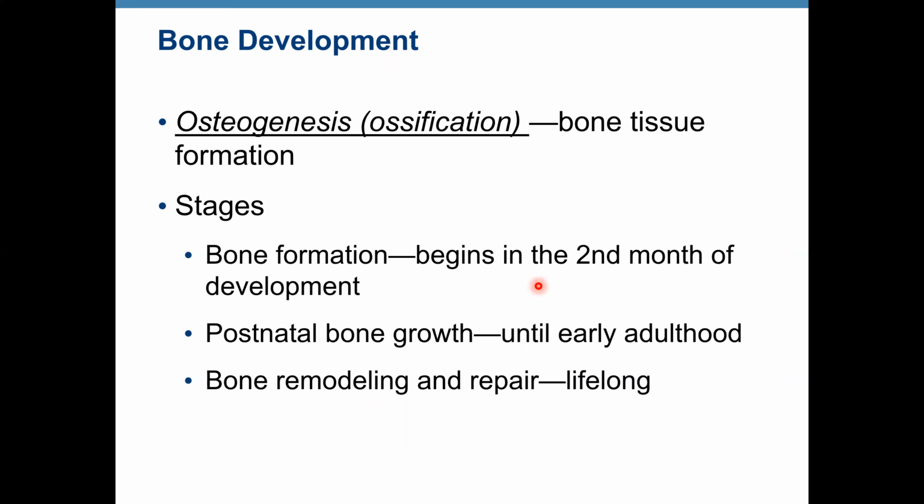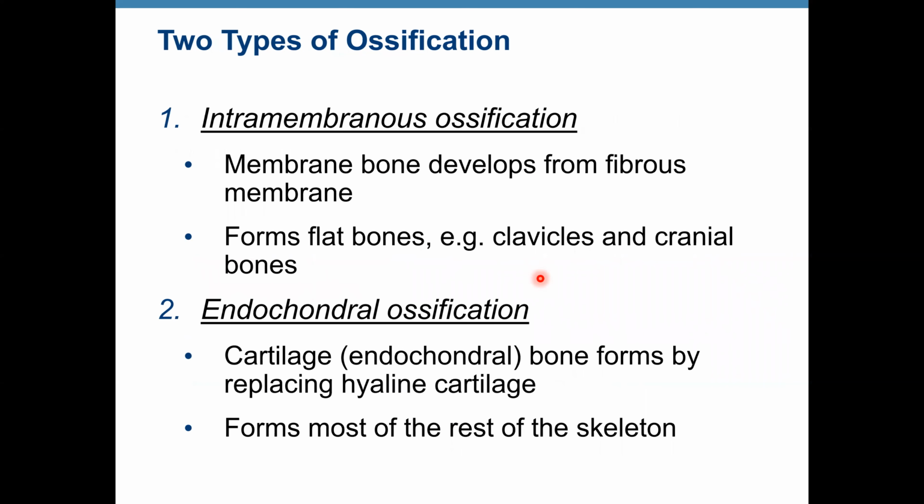Now, let's look back over here. Bone formation begins in the second month. Well, this is our embryonic development. So what happened during the first months? If we develop bone in the second month, then what happened before? Before, the embryo doesn't have a bone. The embryo has either a membrane where it's supposed to have a bone, or cartilage. So ossification can happen through intramembranous ossification and endochondral ossification.